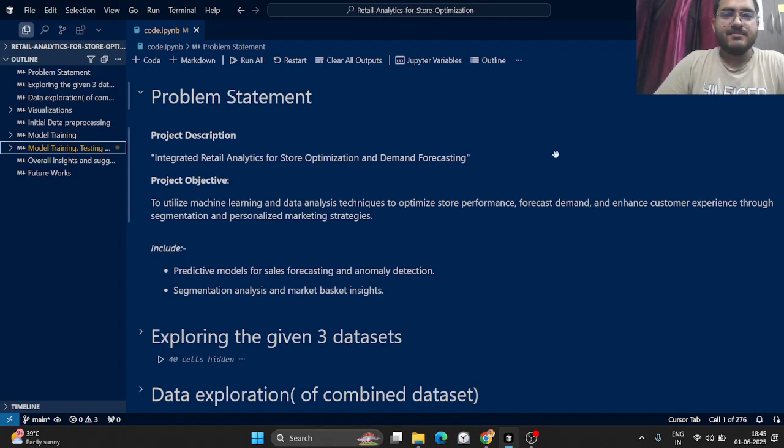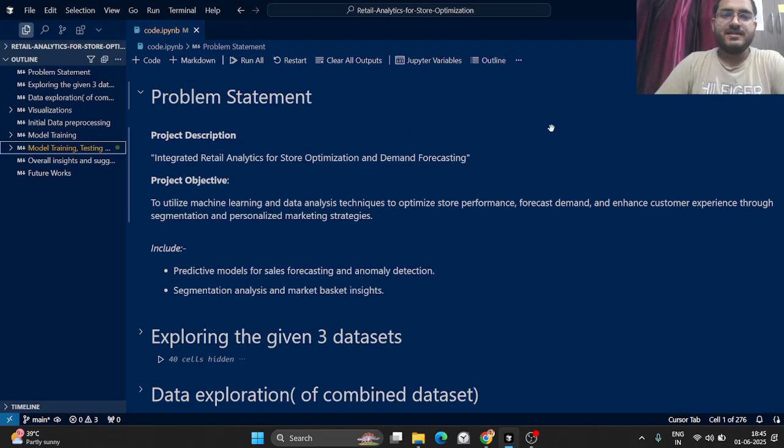Today I will be discussing my work on this project, Integrated Retail Analytics for Store Optimization and Demand Forecasting. So the outline is: the problem statement, then we will explore the three datasets we have, and after that we will merge them and then explore it again. We will perform some visualization, then initial data preprocessing, and model training, and we have two separate sections for model training. We will discuss it later, along with overall insights and our future work.